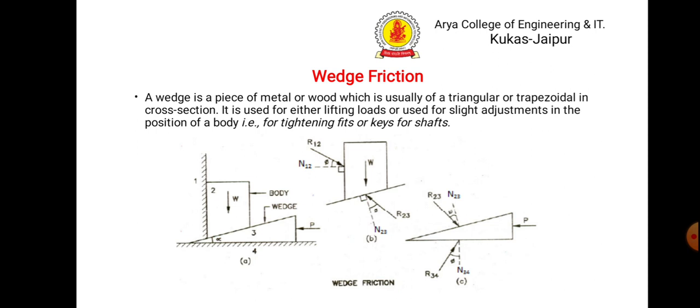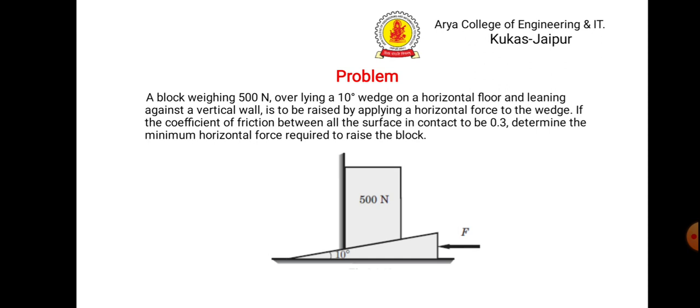Let us take one example on this. It is given that a block weighing 500 Newton, overlying a 10-degree wedge, so the angle of the wedge is 10 degrees, on a horizontal floor and leaning against a vertical wall, is to be raised by applying a horizontal force to the wedge. If the coefficient of friction between all the surfaces in contact is 0.3, determine the minimum horizontal force required to raise the block.